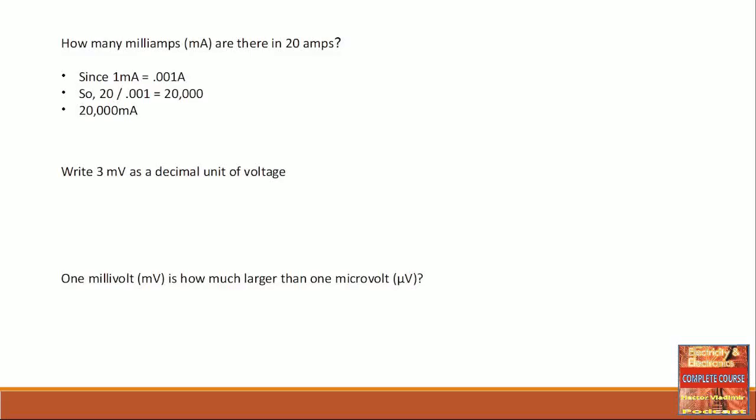Write 3 millivolts as a decimal unit of voltage. That would be 0.003 volts.